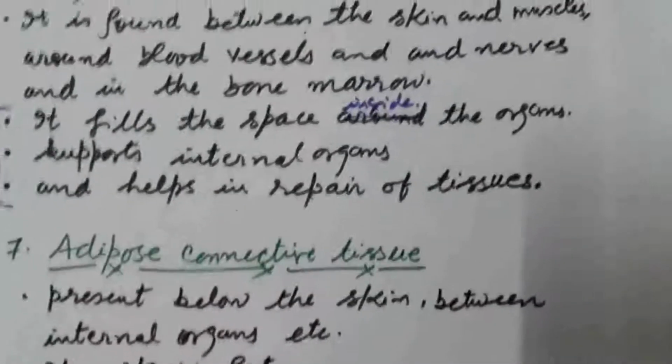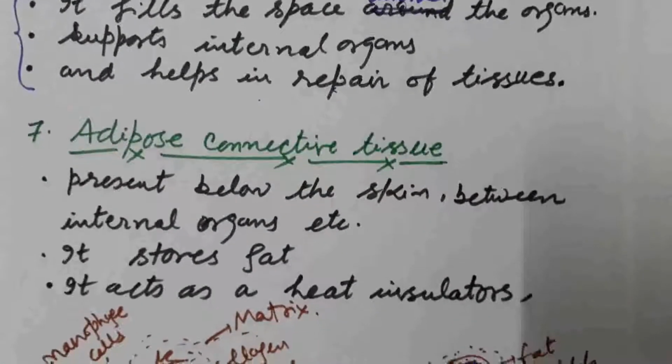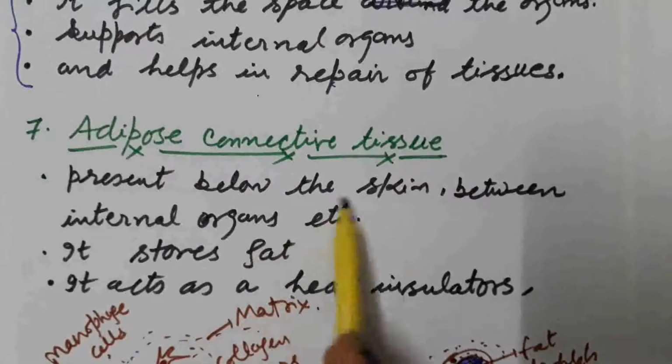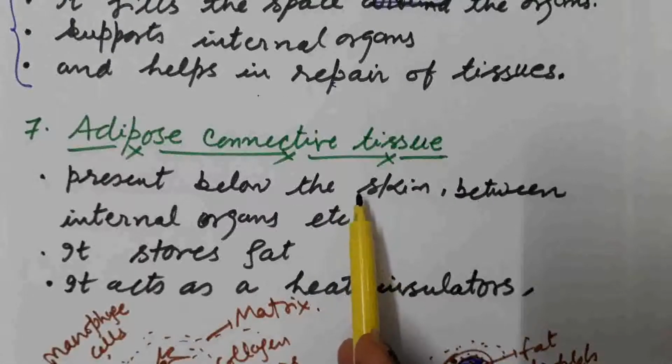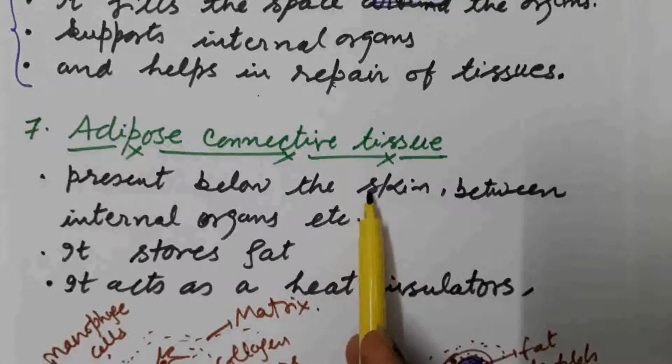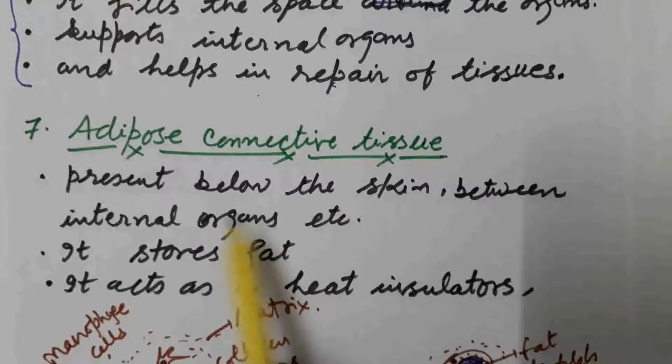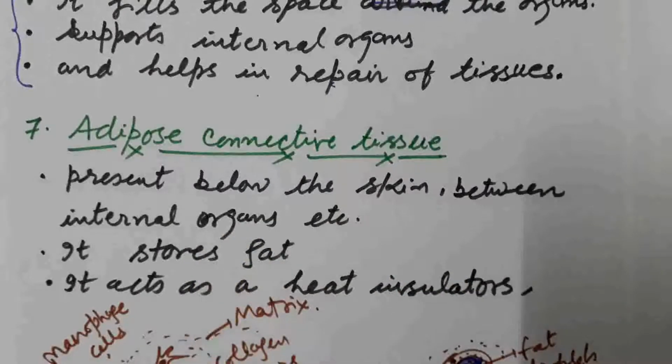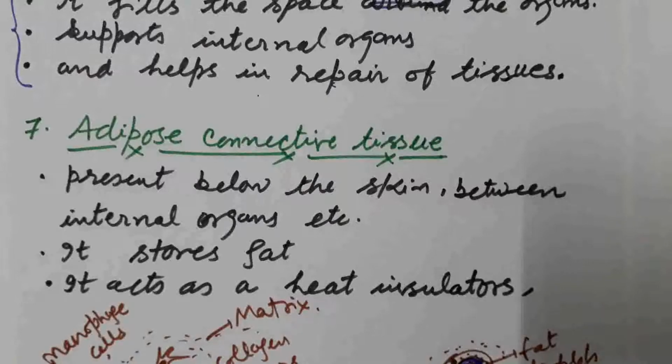Next type of connective tissue is adipose connective tissue. It is present below the skin. A fat layer gets deposited below our skin, and fat is deposited or stored in the adipose connective tissue. They are also present between and around the internal organs. Around all the delicate organs of the body, a fat layer is deposited. If extra fat is present in the body, it is stored in the body itself.